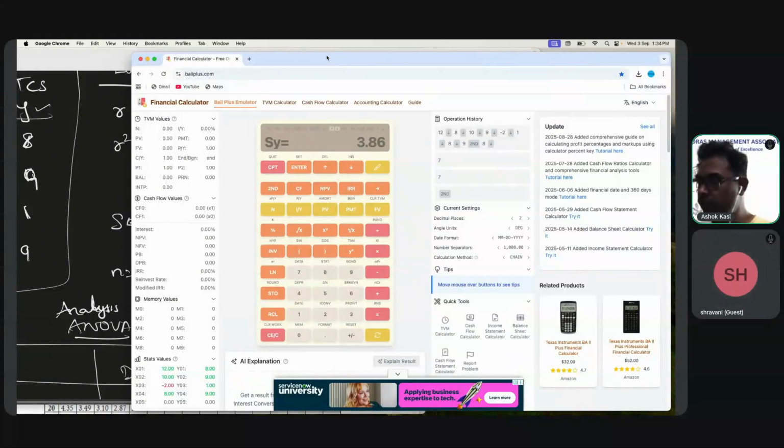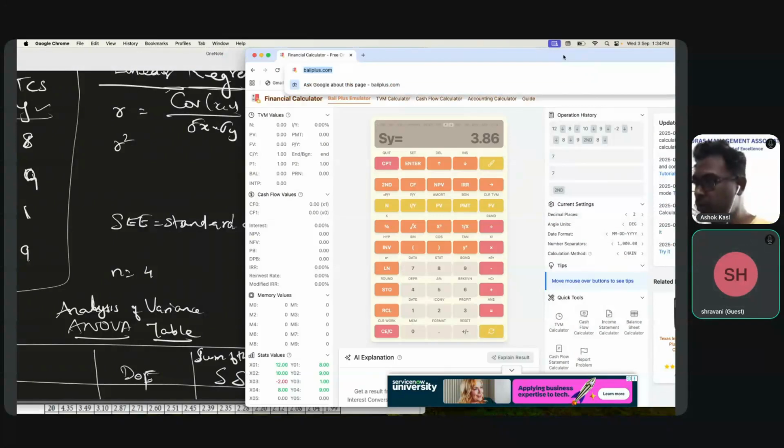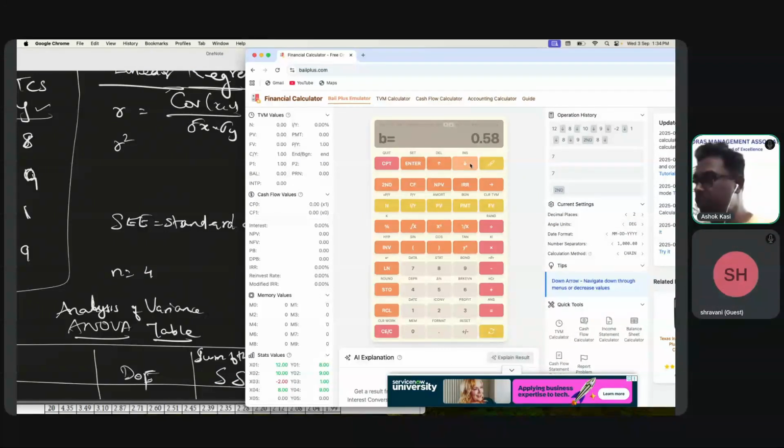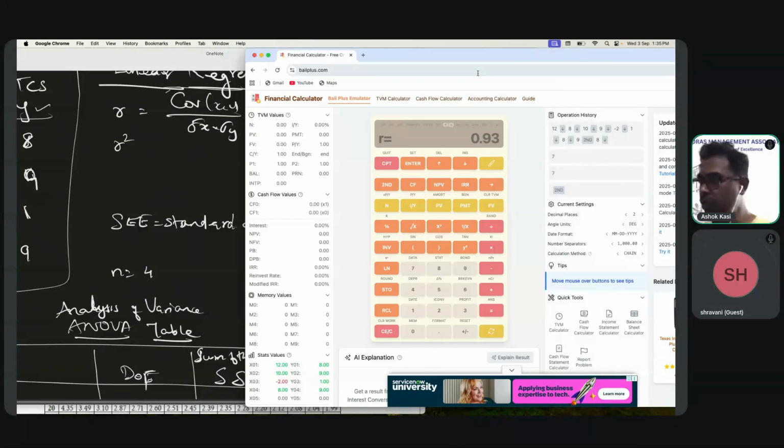Standard deviation of y is 3.86. Yes, this is perfect. Then the population standard deviation of y we don't require. Intercept and slope we will check later. R is equal to 0.93. Okay, so that means we have done it correctly. 0.93, till here it is all fine, right?